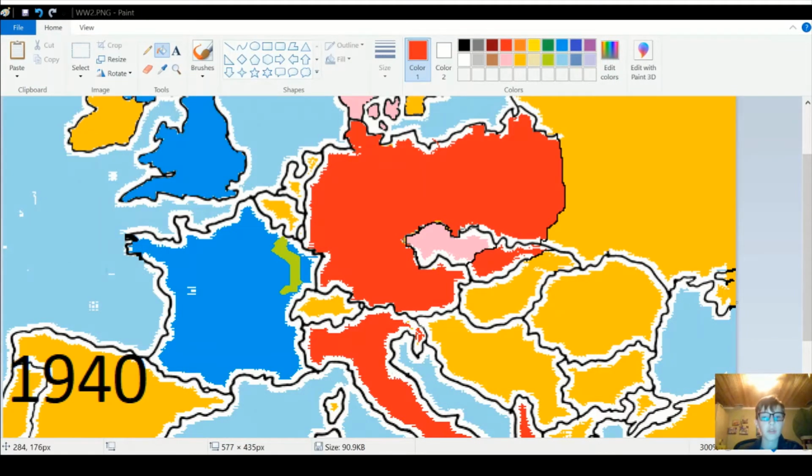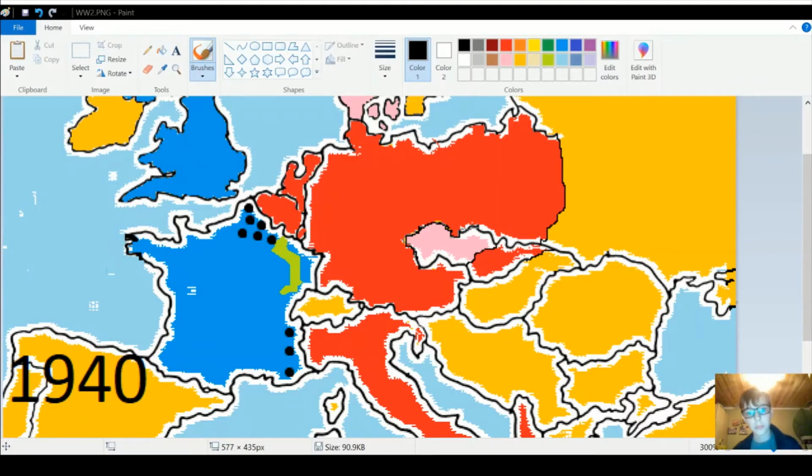Now with the Eastern Front secure, Germany turns its attention towards France and the UK. And so France has this thing along the German border, the green line there. It's called the Maginot Line. And it's basically just a bunch of impenetrable defenses along the German border with France. And we'll see how that goes.